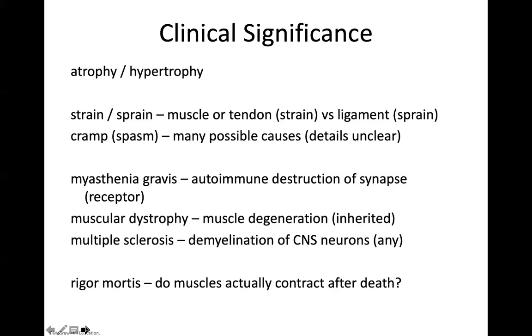Muscular dystrophy is an inherited muscle disorder, so it causes muscular degeneration in which abnormal genes interfere with the production of the proteins required to build muscle, and there are many types of muscular dystrophy.